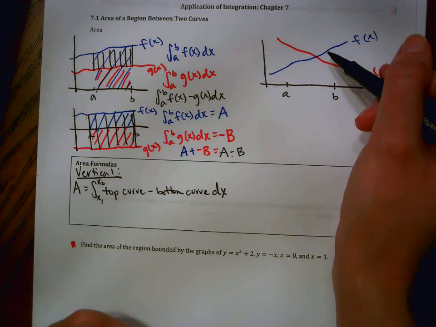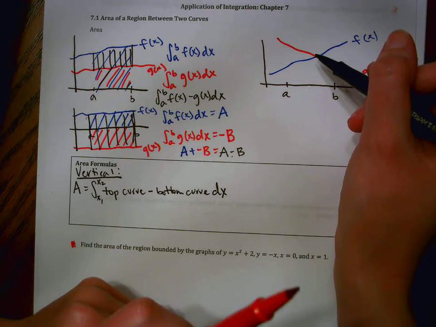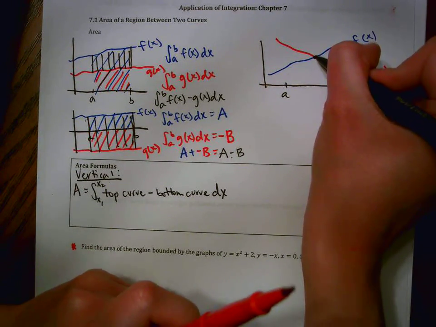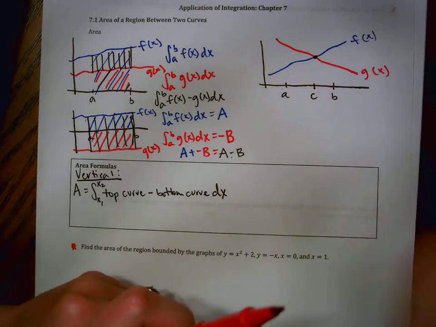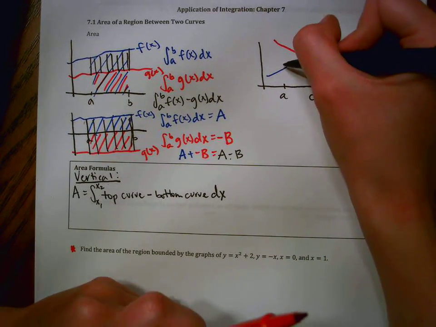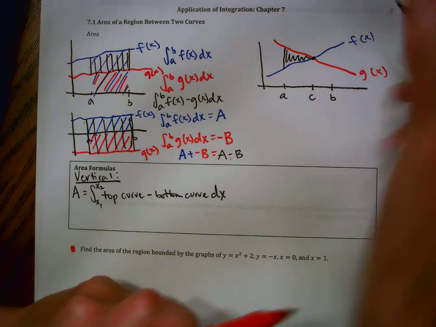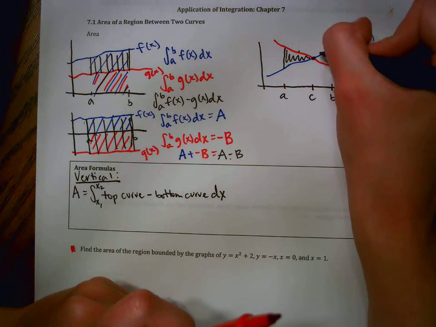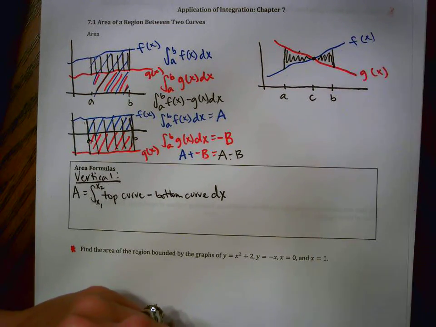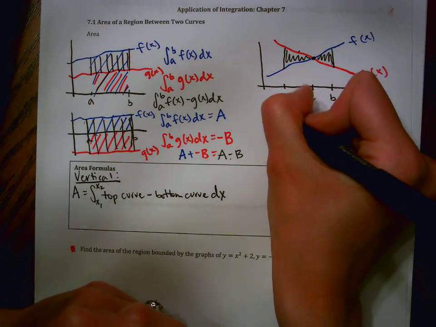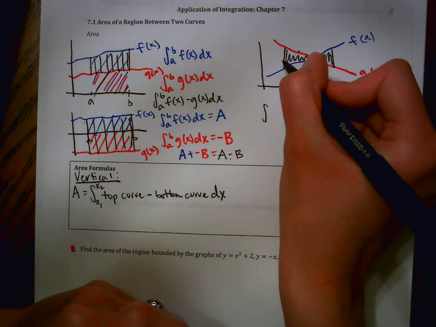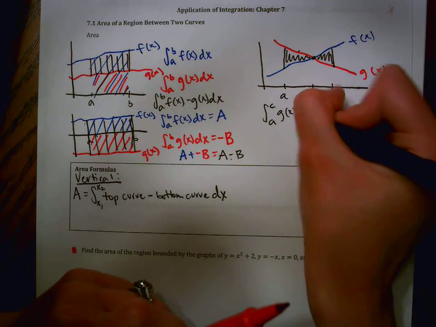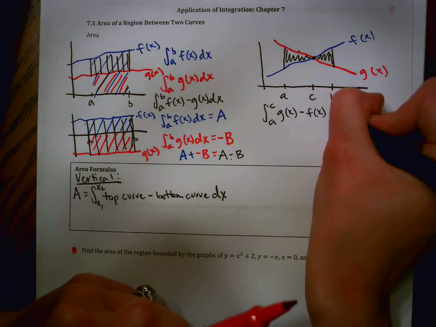So if the top and bottom switch, you're going to have to break up your integral and set up two different integrals. So you've got to find that point of intersection, and just for the setup, we'll call it C. And so we're going to find this area from A to C and use g of x as the top curve. And then we'll find the integral from C to B and use f of x as the top curve. So you would set it up. My first area is going from A to C, and my top curve is g of x minus my bottom curve is f of x dx.